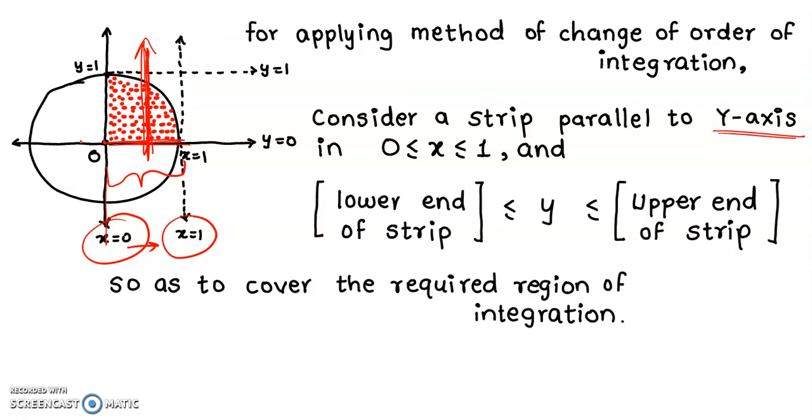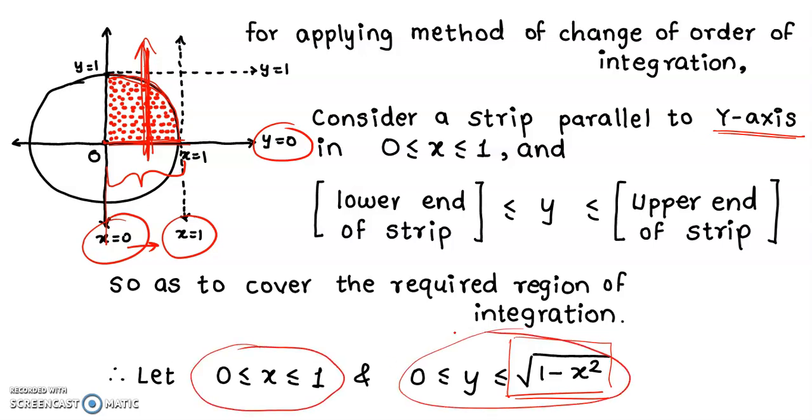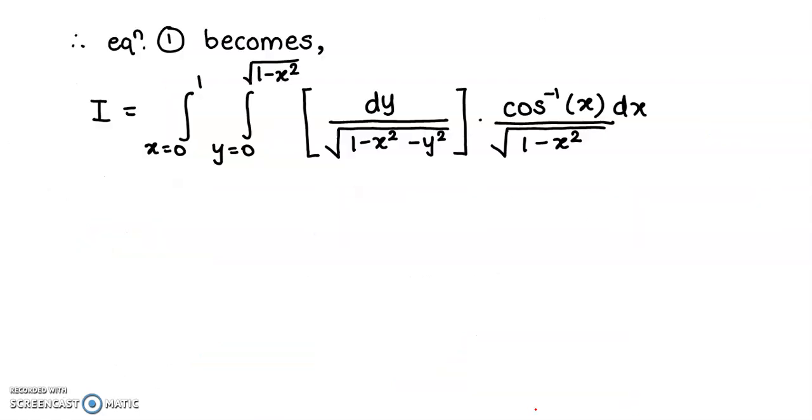Therefore, the lower end lies on y is equal to 0, and the upper end of the strip lies on the circle, where the equation of the circle is x square plus y square equal to 1, which implies y is equal to square root of 1 minus x square. So this is the new range of integration. This range specifies the same region of integration. So instead of using the given range of integration, we are using an alternate representation for the same range. Therefore, equation 1 becomes the integral with a constant range for x and a variable range for y.